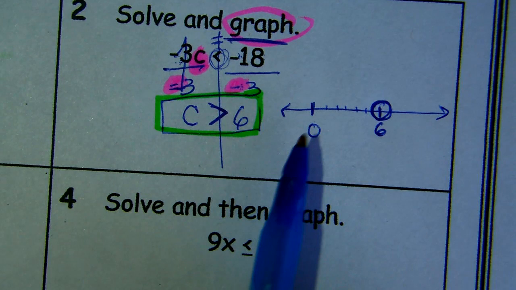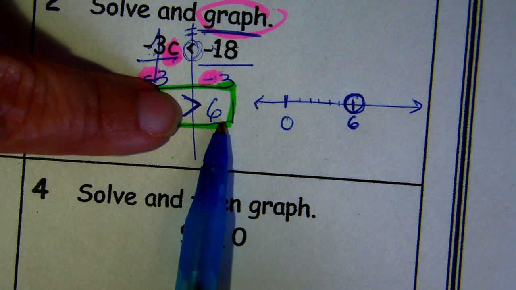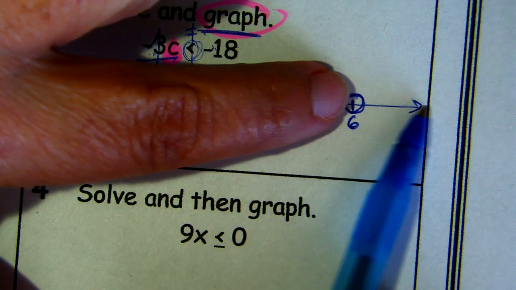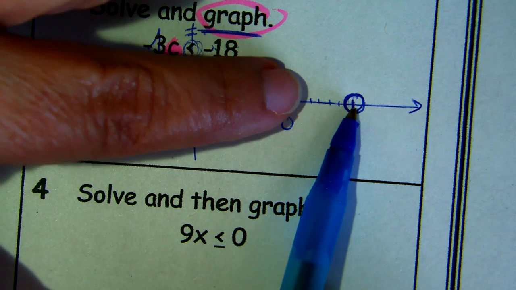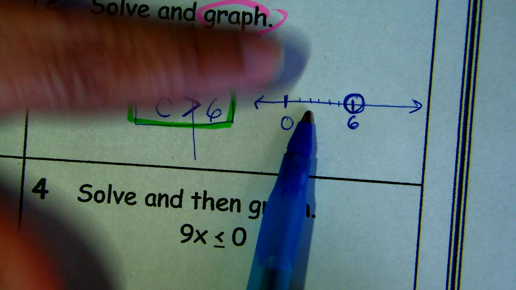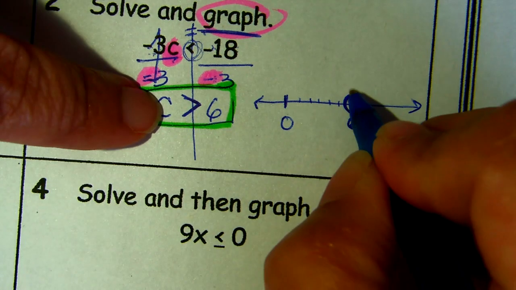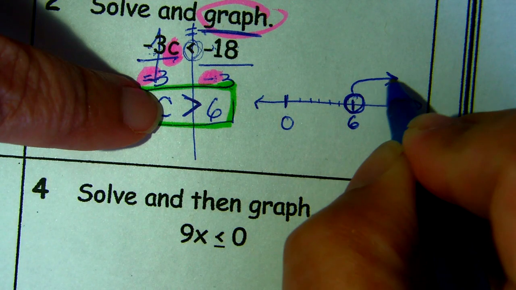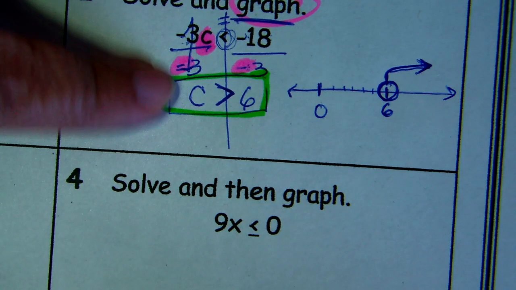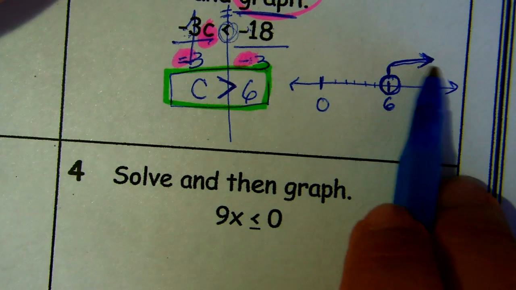Now, to which direction are the values of c greater than 6? To the right. If we go to the right, like 7, 8, or to the left, like 5, 4, where are the numbers greater than 6? To the right. So we represent the graph like this. Another way of identifying which direction to put the arrow.